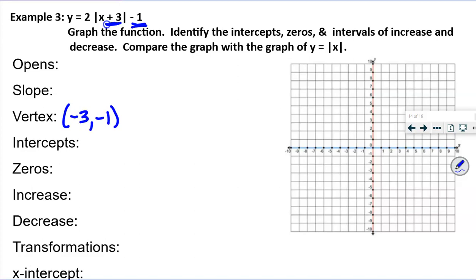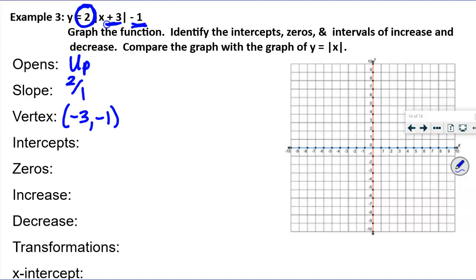So, and let's look out front here. So is this positive or negative, that 2? It's positive, right? So that means this is going to open up. If it's negative, it would open down. And then our slope is always going to be a fraction. So we're going to make this 2 over 1. Now this is going to help us graph it, okay?